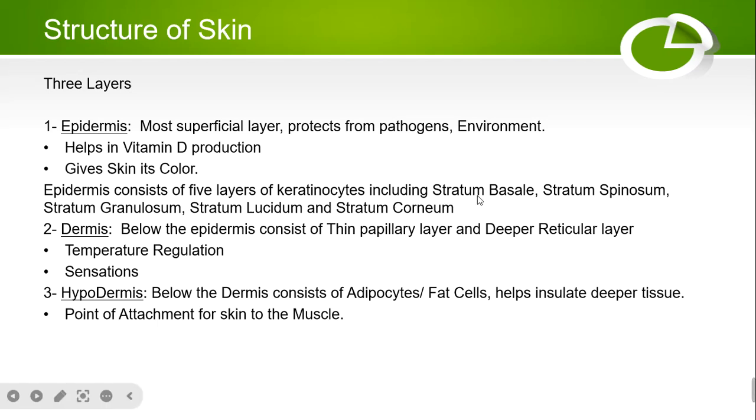Stratum basali also has melanocytes, which contain melanin, a pigment protein, and it gives skin its unique coloration according to the race. And it also has a function: it reflects UV light and has a sunscreen-like effect, and it helps in vitamin D production by receiving sunlight and converting cholesterol present in the skin cell into vitamin D, and vitamin D is required for calcium absorption in the body.